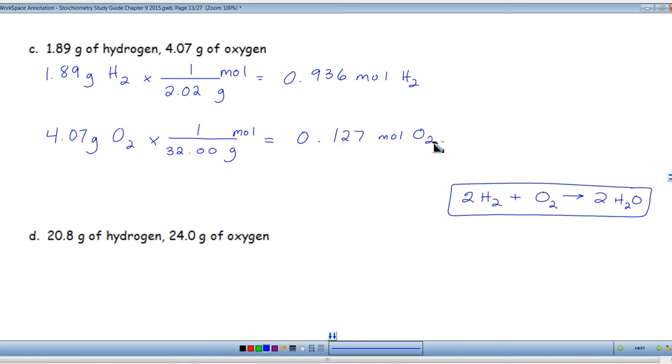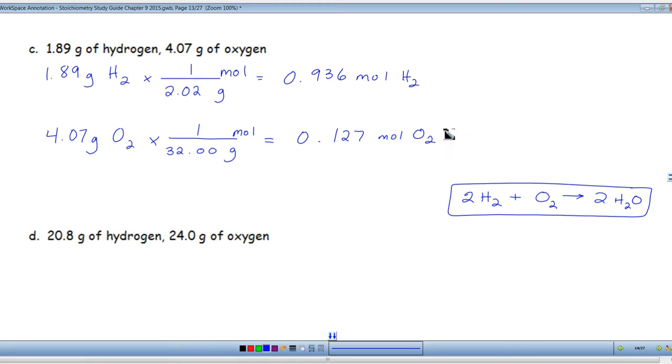Okay, so now here's kind of how I would do this one. To be honest with you, I probably wouldn't do any more calculation beyond this. You have to get the grams into moles so that we can compare using that 2-to-1 mole ratio from the balanced equation. But that is a pretty easy ratio to look at just by inspection. So I always need twice as much hydrogen as oxygen.